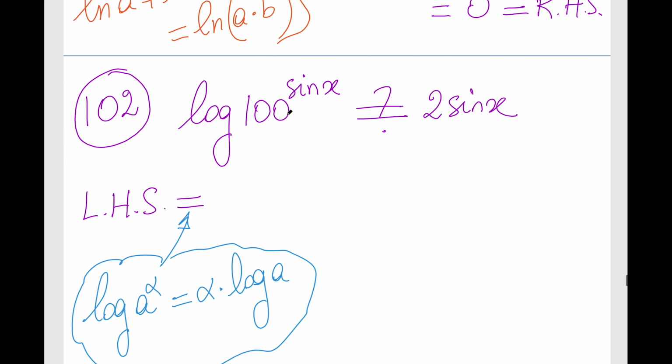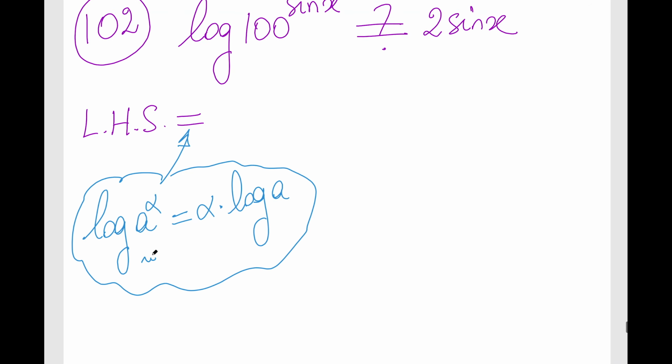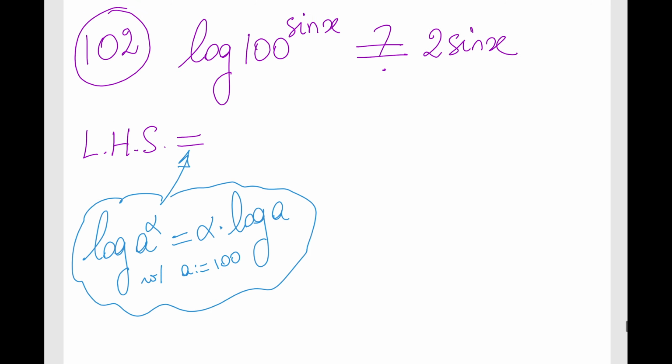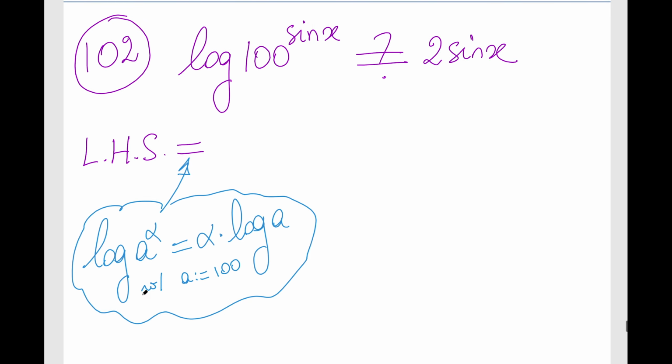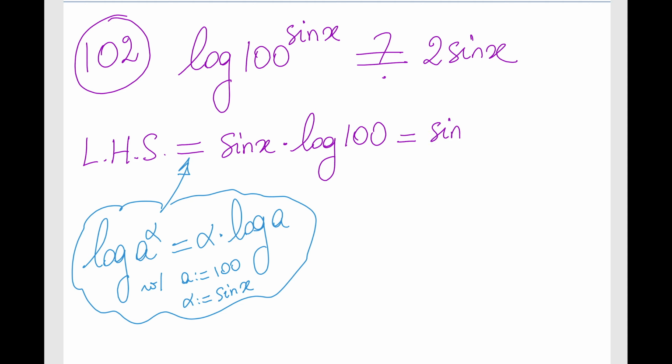So I'm gonna use this with a being 100, right? The a is 100 and the alpha is sine of x. And this becomes sine of x times log of 100, correct? And 100 is the same as 10 squared. Agree with me?